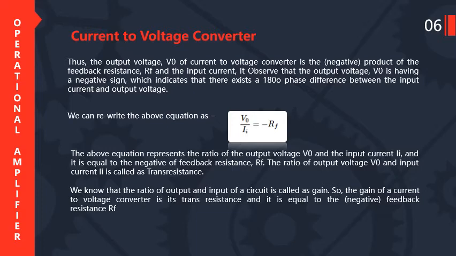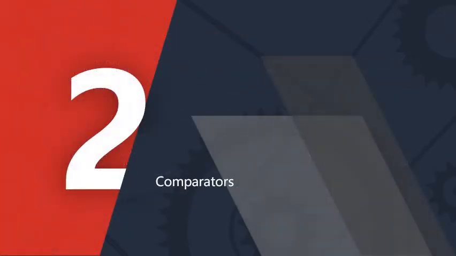The ratio of output voltage V0 and the input current I1 is called trans resistance. So we know that the ratio of output and input of the circuit is called the gain. So the gain of the current to voltage converter is its trans resistance, and it is equal to the negative feedback resistance RF. So this is the current to voltage converter. Next topic is comparators.